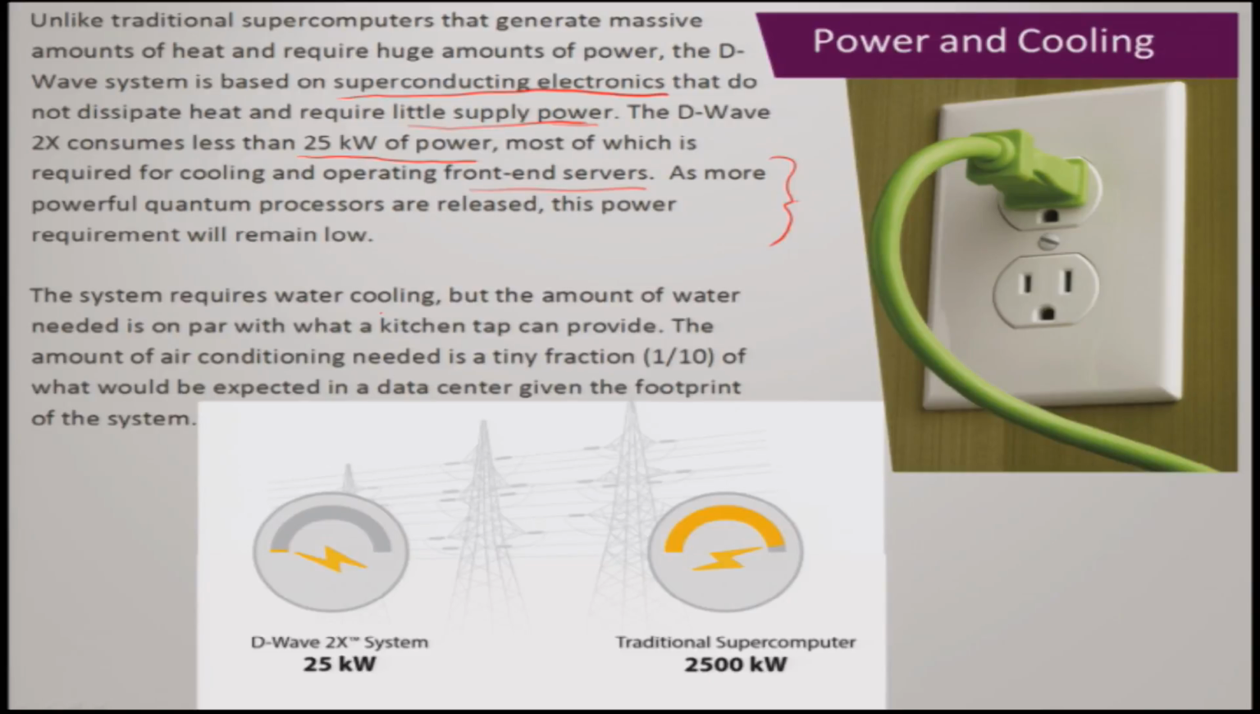The system requires water cooling, but the amount of water needed is on par with what a kitchen tap can provide. The amount of air conditioning needed is also a tiny fraction of what is expected in a data center given the footprint of the system. So, this is one of the important parts which they also had to build up to make sure that it is possible to be put in to a regular computing environment where the classical computers reside.